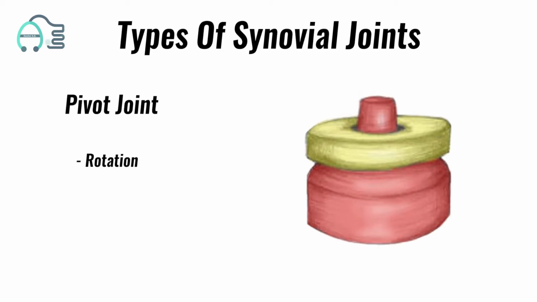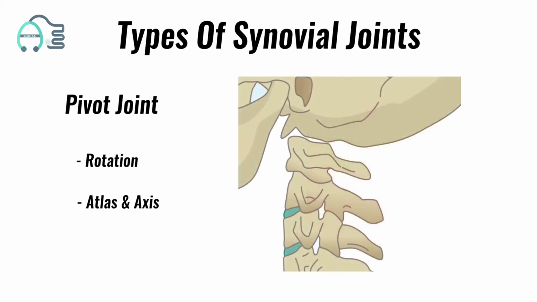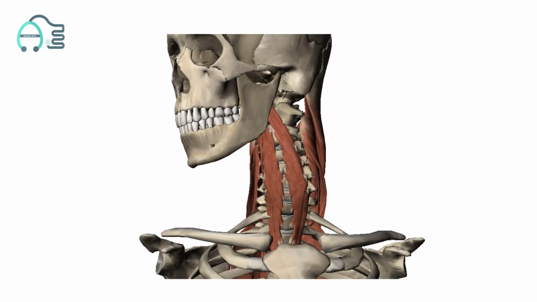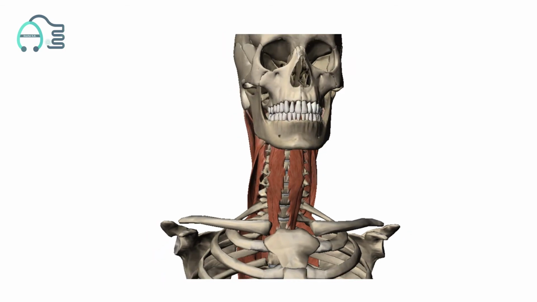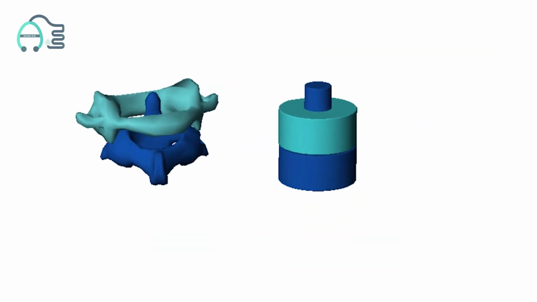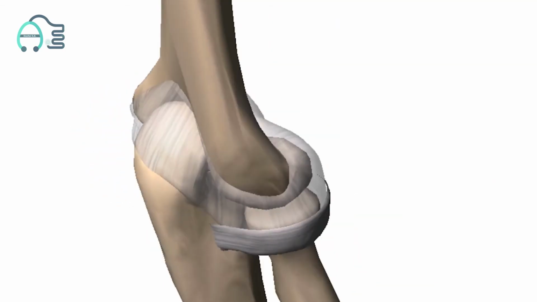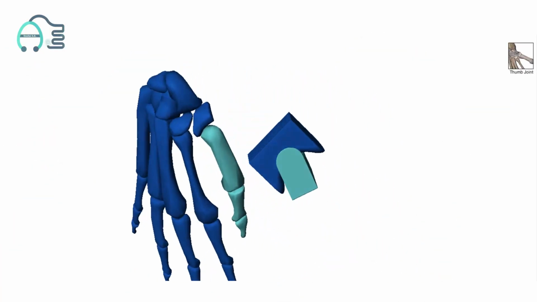Pivot joint. It is uniaxial. A cylindrical surface rotates within a ring of bone and fibrous tissue. It permits movement in one vertical plane, as in pronation and supination. Examples: superior radioulnar joint and atlantoaxial joint.